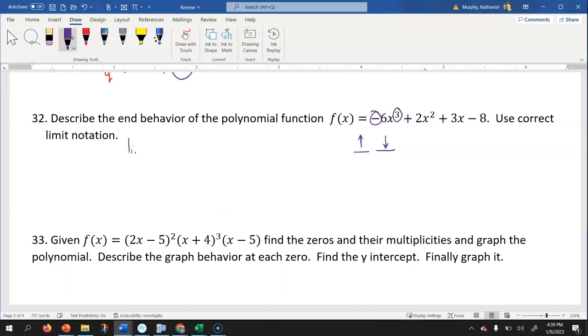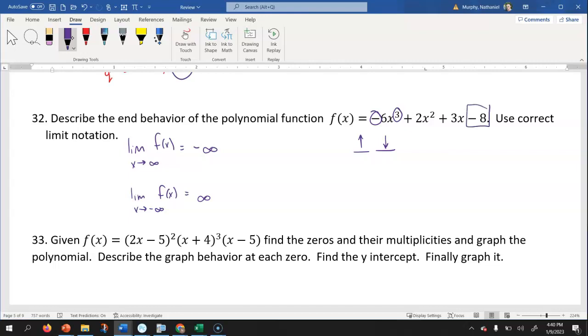So the limit, so let's start with as x approaches infinity for the function, it's going down. So the right side of the graph is going down. That's what x approaches infinity would be, the right side of the graph. Then the left side of the graph is going up, so it's approaching positive infinity.